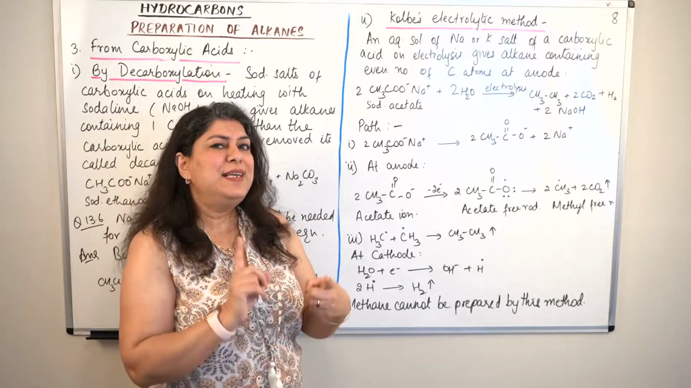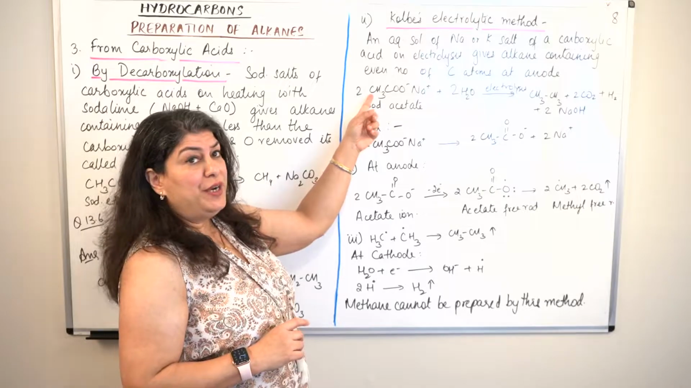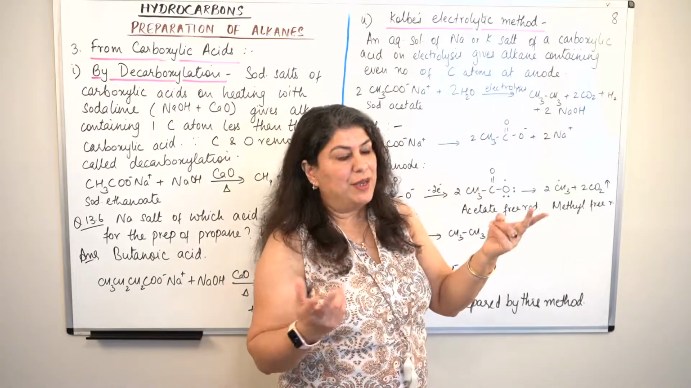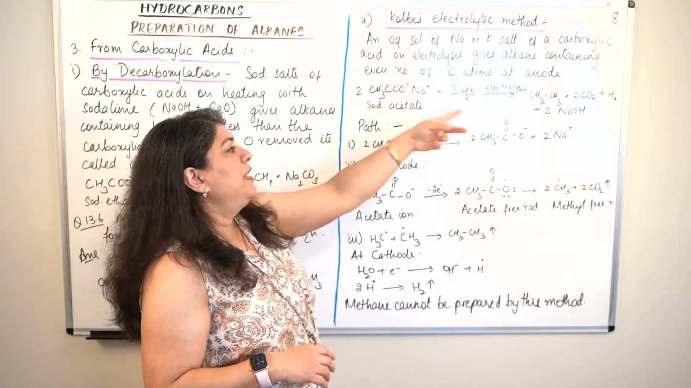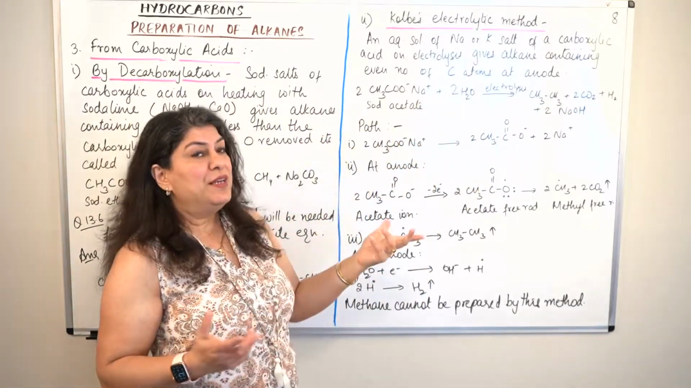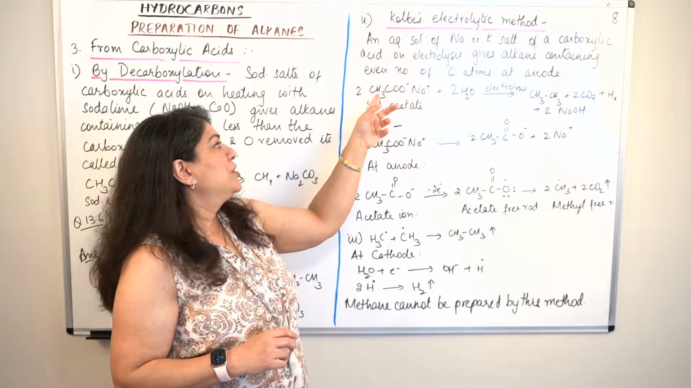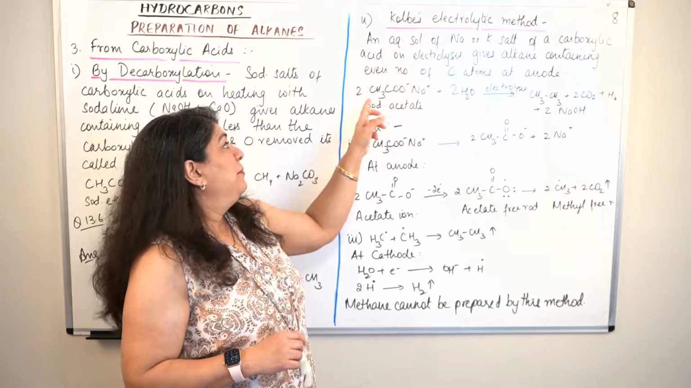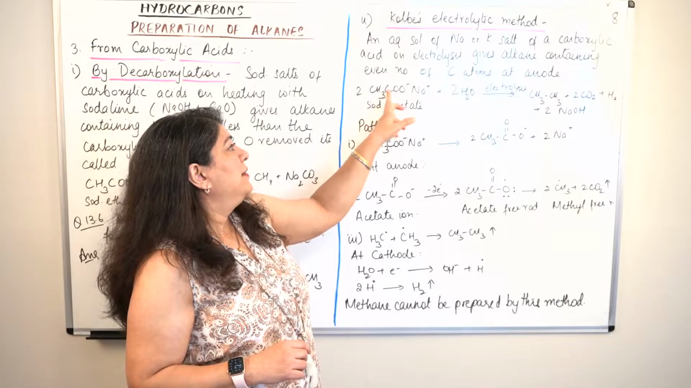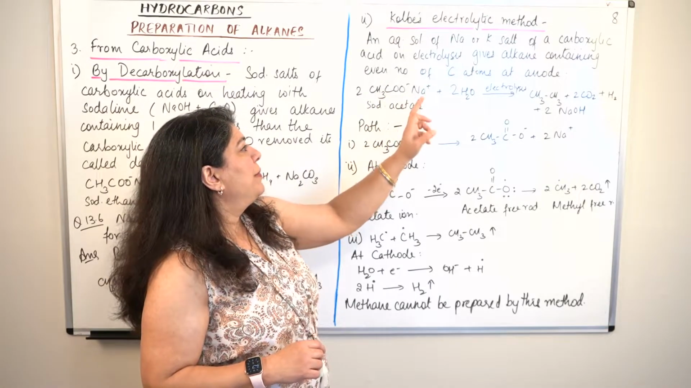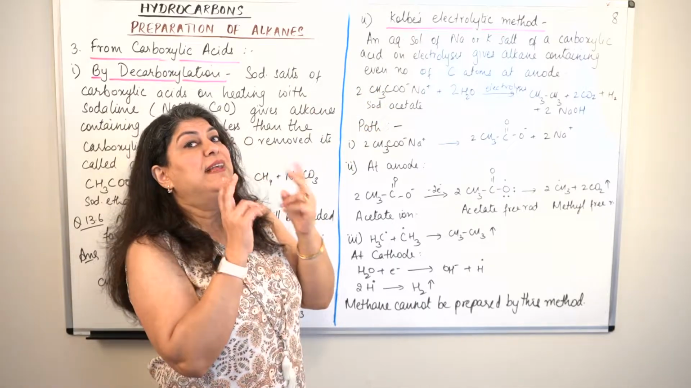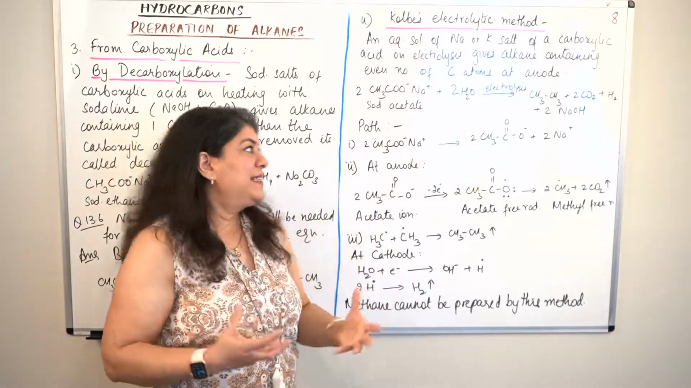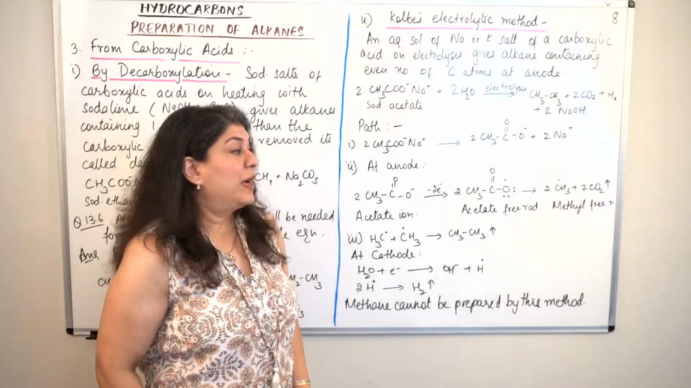Why will you always get even number of carbon atoms? If I have 1, which is an odd number, 2 ones will join together to give me an alkane with 2 carbon atoms, which is an even number. If I had 3, then 3 plus 3 would give me 6. If I had sodium propanoate, then I would be left with 2 carbons here, and this will form CO2, this will form sodium hydroxide. So I'll have 2 ethyl radicals which will join together to give me butane. So I will always get a hydrocarbon or an alkane which has even number of carbon atoms.